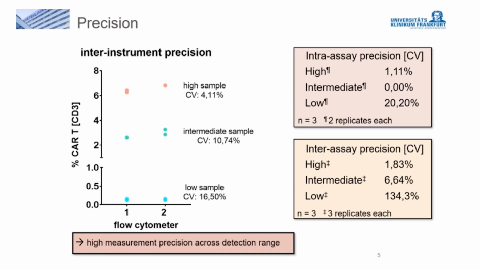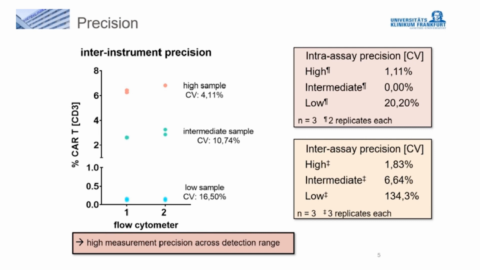We next evaluated the precision of our assay at different levels across the detection range. A high positive with about 1,300 CAR positive events, an intermediate positive with about 580 CAR positive events, and a low positive with about 60 CAR positive events. Samples were selected and 3 different precision parameters were assessed for each of them.